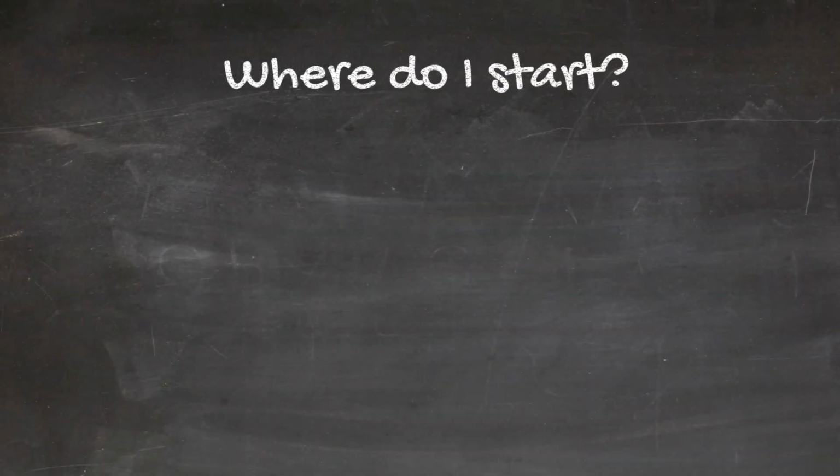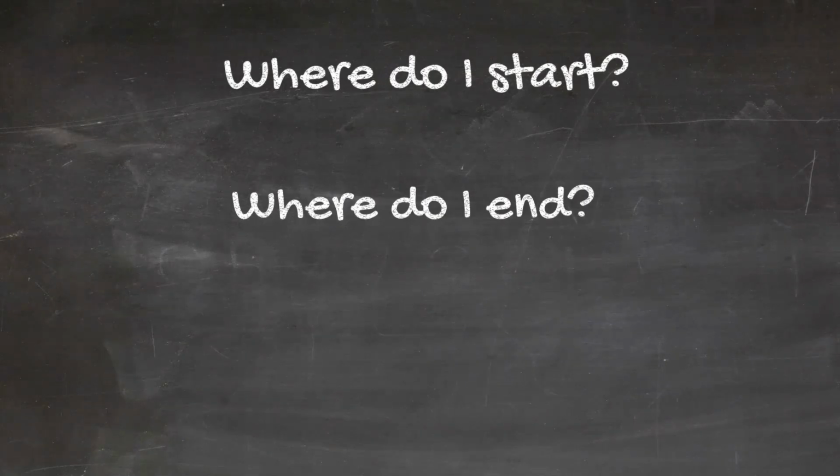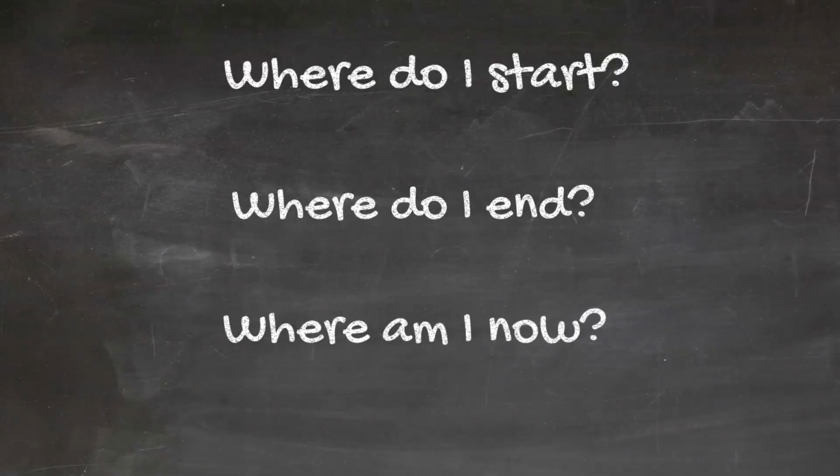Designing and scoping the menu bar. To write any piece of code, you have to answer 3 questions. Where do I start? Where do I end? And where am I now? But in order to design and architect something, you have 2 different questions.